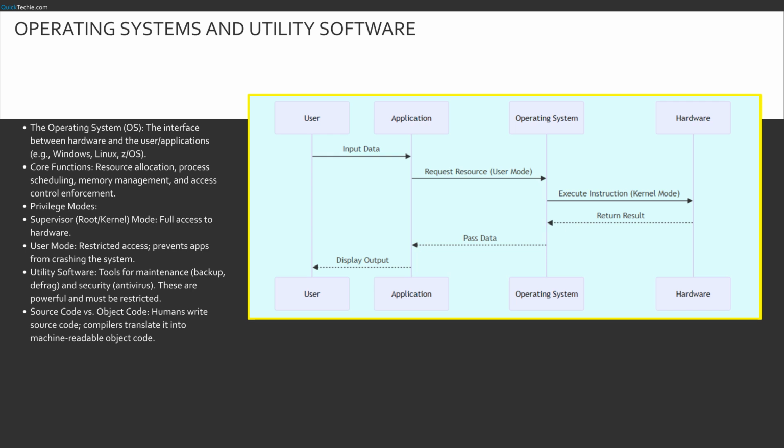This sequence shows the flow of control. The user interacts with the application. The application cannot touch hardware directly. It must send a request to the operating system. The OS switches to kernel mode to execute the instruction on the hardware, then passes the result back up the chain. The OS acts as the gatekeeper at every step.